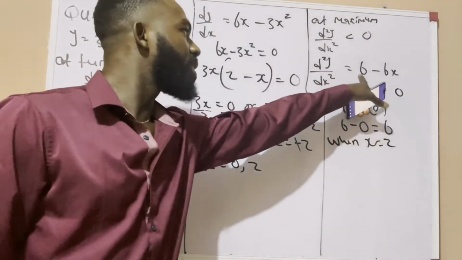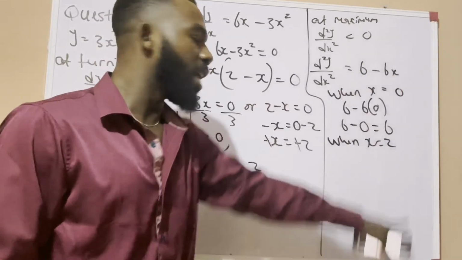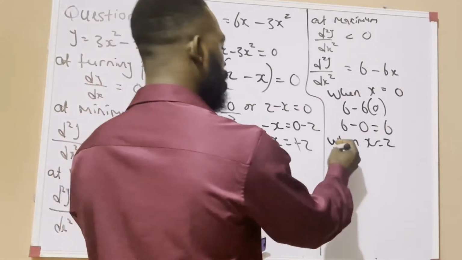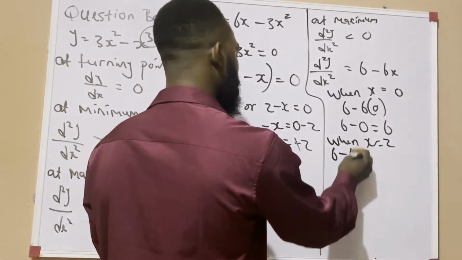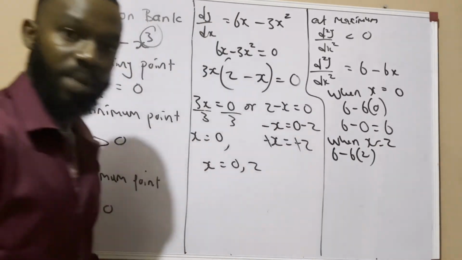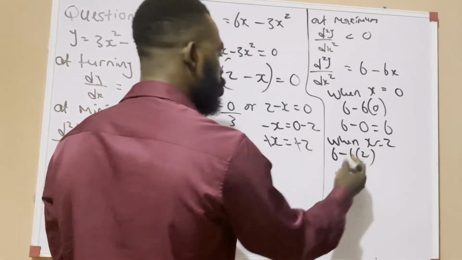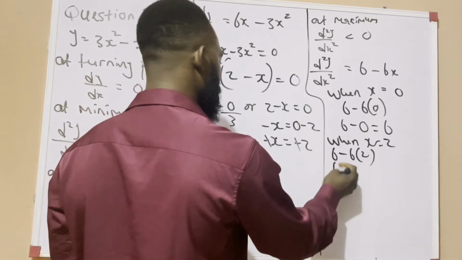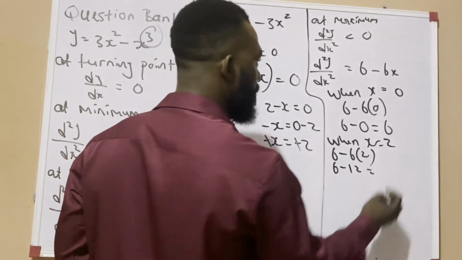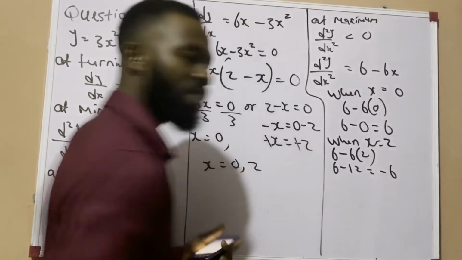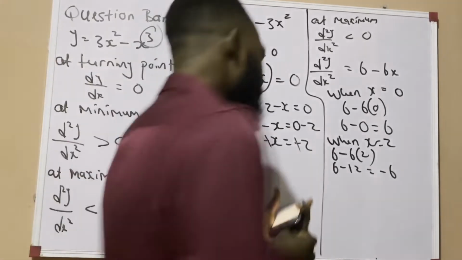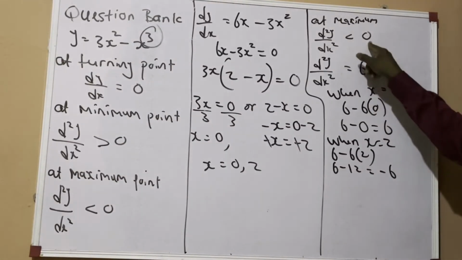Now again we come to our second order derivative. Anywhere we see x, we give 2. So here becomes 6 minus 6 bracket 2. Are you with me? Now 6 times 2 will give us 12. So we have 6 minus 12. And 6 minus 12 will give us what? Minus 6. Class, you will agree with me that minus 6 is less than 0.